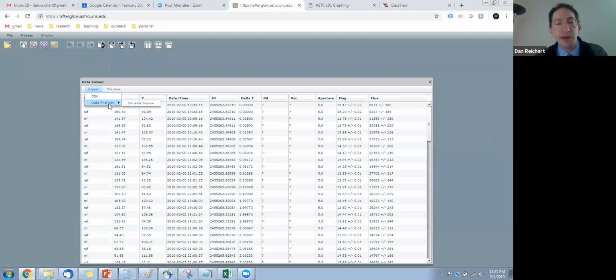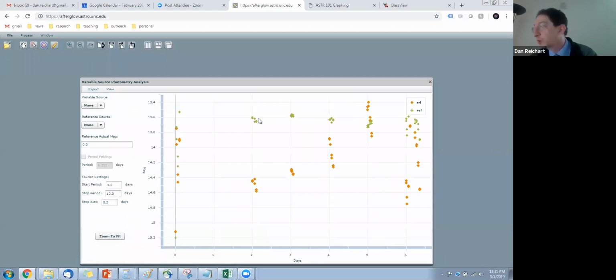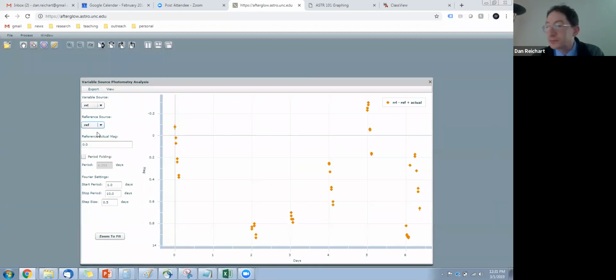So we also made a plotting application specific to the lab. It's here under Data Analyzer, and this will be rebuilt in Afterglow 2.0. It's coming up pretty soon. So we have our two stars. Indicate which one is the variable star here. That's the RRL, as I labeled it. The reference star is ref. And once you have them both, it subtracts them.